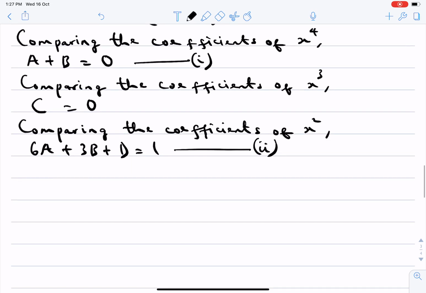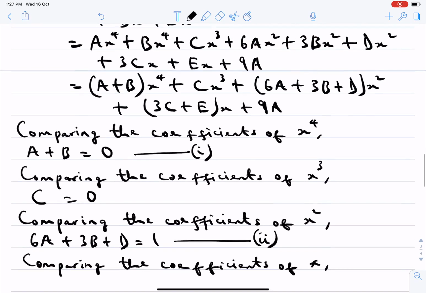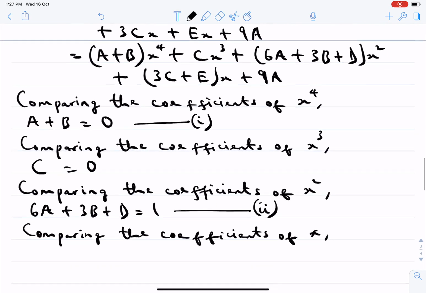Now I'm comparing the coefficients of x. The coefficient of x on the right hand side is 3c plus e.